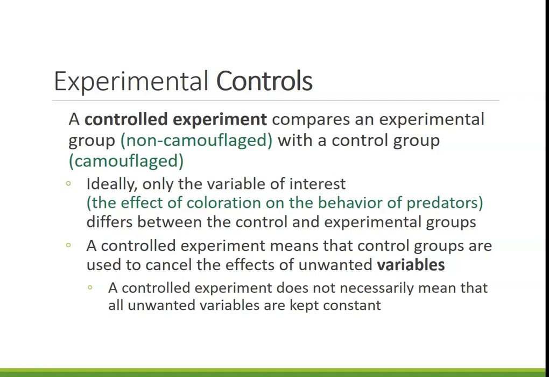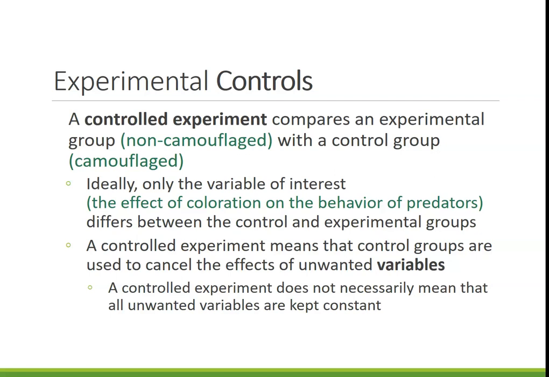Having controls means that we can ignore or cancel the effects of unwanted variables. Now, it doesn't mean that everything is held constant. Obviously, the beach is a little bit different than the inland area, right? We can explain lots and lots of differences. But a controlled experiment just means that we're trying our best to keep everything equivalent at the sites as best we can in order to try and focus mainly on the one variable we're interested in.